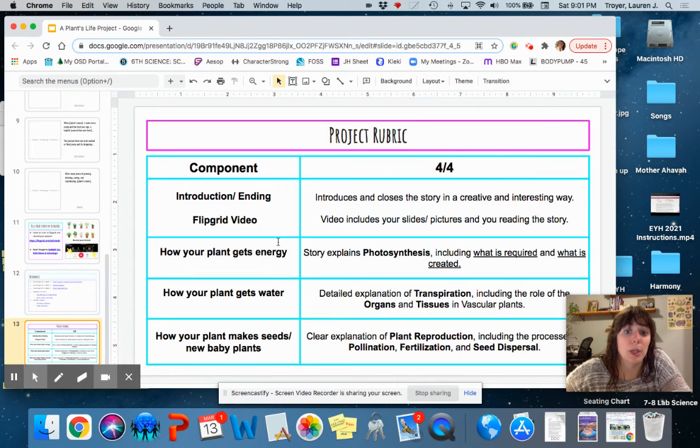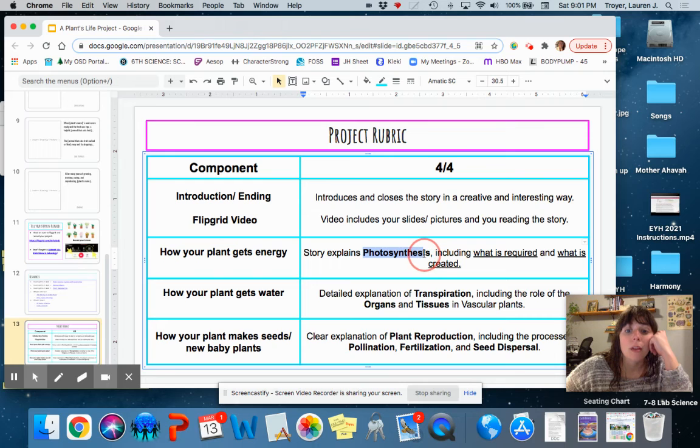It's also important to look at the rubric. So if you're going about your work and you're like, oh yeah, cool, I didn't have to look at resources at all, I would probably question if you've done everything on the rubric, because it does ask for you to include some sciencey stuff. So look at this rubric before you submit. Did you include what's required and what's created for photosynthesis? Did you include the role of organs and tissues for transpiration? Did you explain plant reproduction and all these steps? Make sure you did, especially if you want that 4 out of 4.